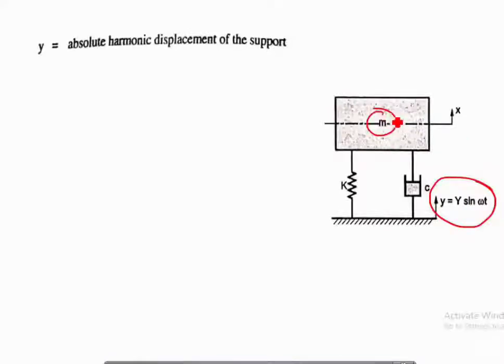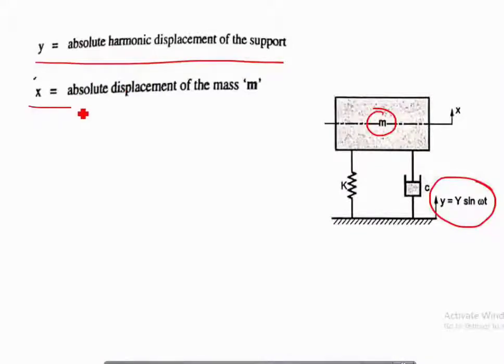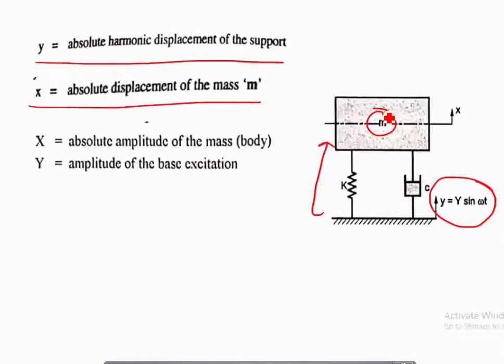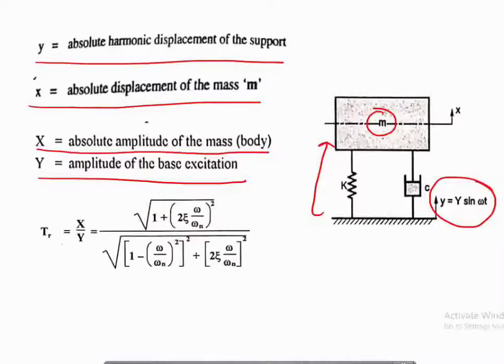instead of excitation being given to the mass m. Let us say y is nothing but the absolute harmonic displacement of the support, and x is the absolute displacement of the mass m, because the excitation is from the base to the mass m. We have also understood that the capital X indicates the absolute amplitude of the mass or the body, and capital Y indicates the amplitude of base excitation, which is given as y is equal to Y sin omega t.